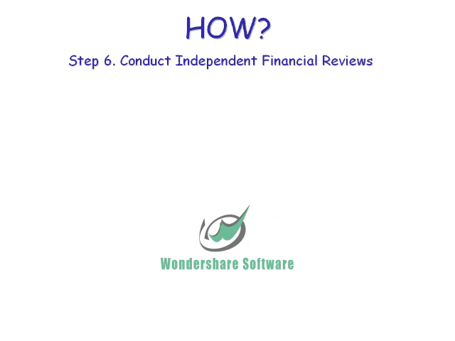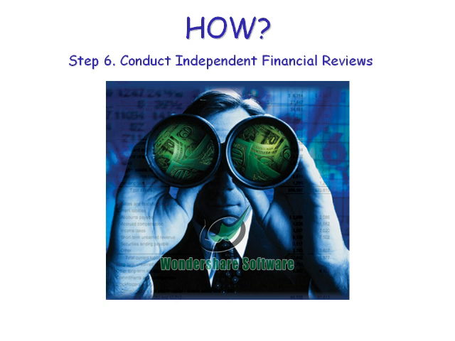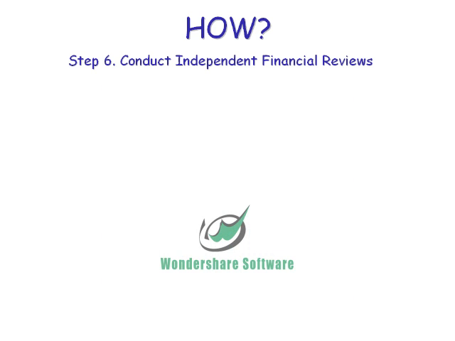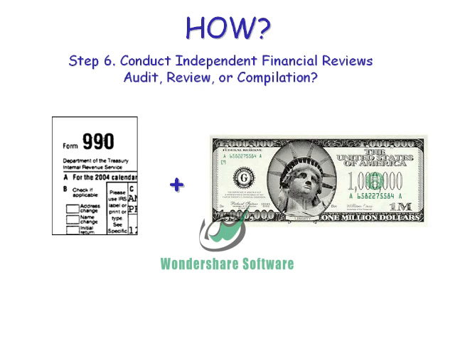Step 6. Conduct independent financial reviews. Nonprofit organizations need to have independent reviews of their financial procedures, controls, and policies in order to provide strong financial safeguards. There are three kinds of financial reviews. Organizations that are required to file a Form 990 or 990-PF and that have average annual revenues of $1 million or more should have an audit conducted of their financial statements and operations.